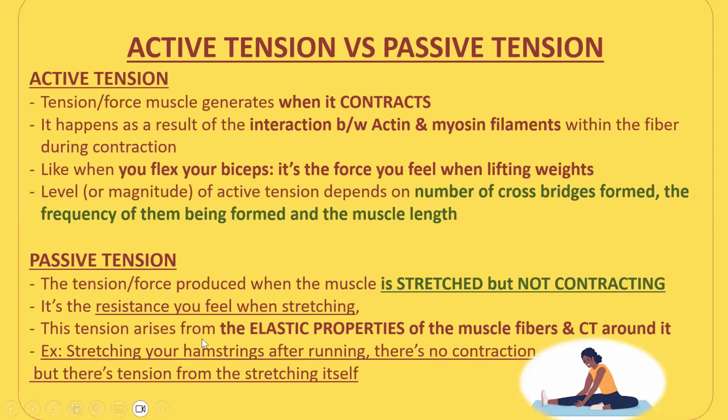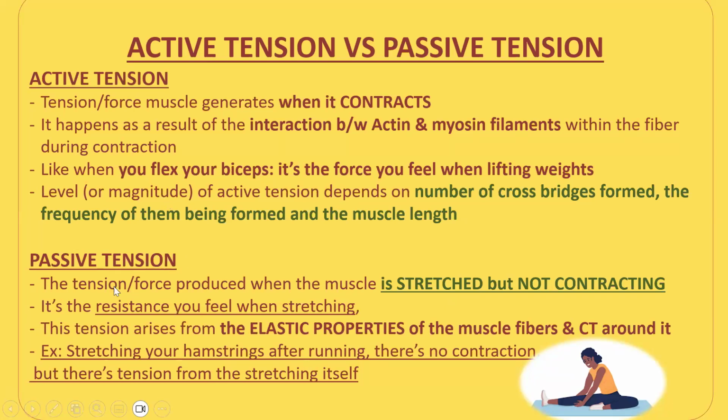Now, passive tension, on the other hand, is the resistance you feel when you are stretching your muscle but not contracting it. This lady right here is stretching her hamstrings. You can stretch your arms right now and feel the resistance. If you are not trained to do a split, for example, you cannot exceed the level that your body is adjusted to. This is passive tension. So passive tension is when you are stretching your muscle but not contracting it, but you are still doing work. Stretching requires a lot of work as well.